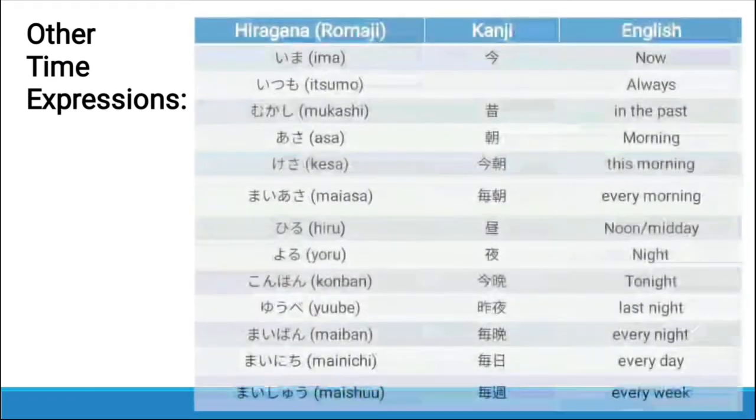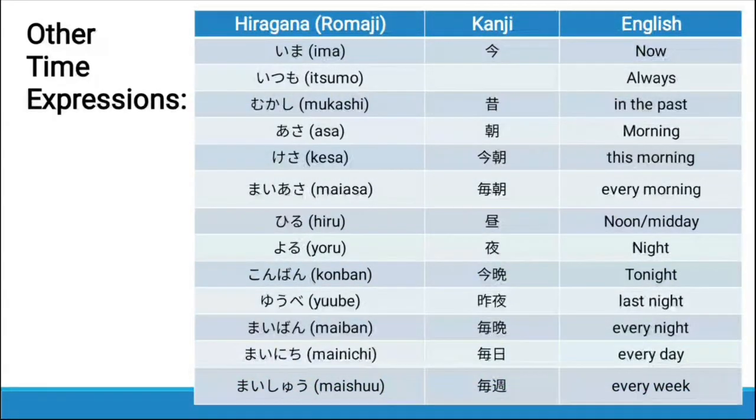Okay? I have here other time expressions. Ito kailangan din siyang i-familiarize. I have here the hiragana and romaji translation for the kanjis dito sa gitna. And then we have the English translation sa third column. Okay? We have first, ima. Ima is now. Itsumo is always. Itsumo. Okay, hindi kagandahan ng boses ko.